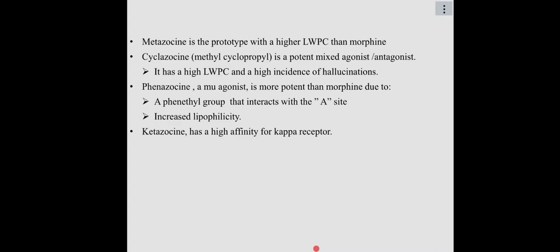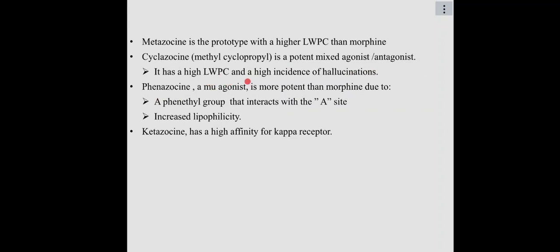And then you have the ketazocine. So the ketazocine, the carbonyl group is at that position. That's why I was saying it's good to draw them, and you maintain those methyl groups at that position. Then the cyclazocine, again, that group there. And as we have discussed, you can see the hydroxyl group at position number 3 is retained in all the compounds because, as we have said, that group is necessary for activity. So again, the SAR is just as discussed, with the slight differences that we have mentioned. Metazocine, having all the methyl groups, is a prototype with a higher lipid-water partition coefficient than morphine. The cyclazocine, the methylcyclopropane, is a potent mixed agonist-antagonist.